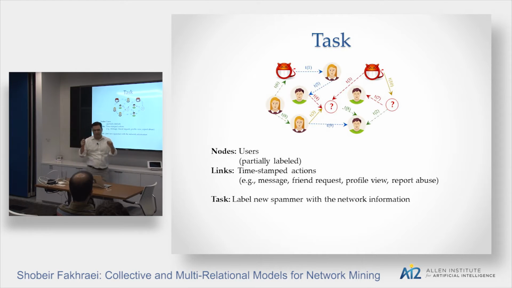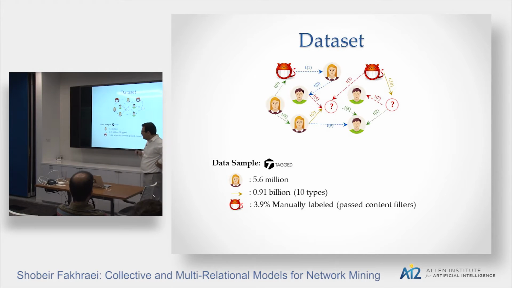Since spammers are sophisticated and they can bypass content-based filters, we want to figure out how much signal is only in the network structure that we can add later on to content-based filters. And also, sometimes the content is not available due to privacy reasons. So the data set we got is from tagged.com, a social network with about 300 million users. The sample we got was about 5.6 million users, about 1 billion interactions with 10 different types. And 4% of them were manually labeled as spammers. And remember, this data is coming from a live system, so they already had a content-based filter. These 4% spammers had to be manually identified by the security team, and they were more sophisticated spammers.